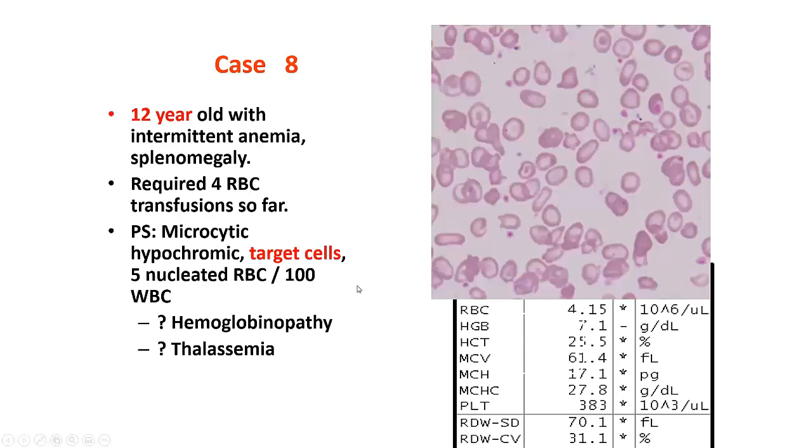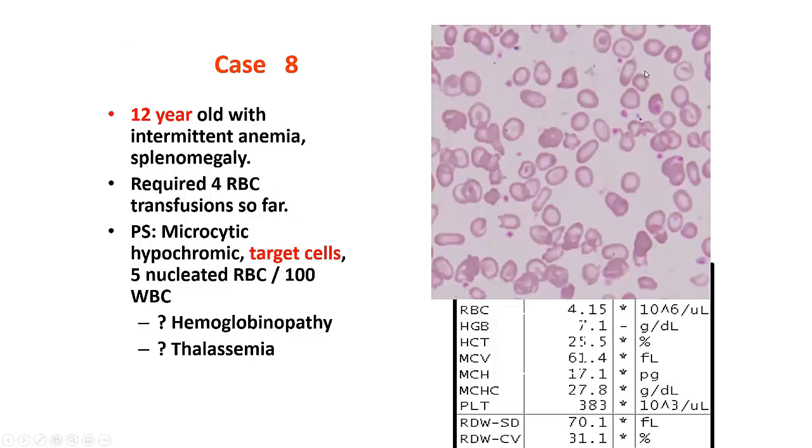Waldmann's disease is rare, but of course in the Middle East, we do come across it once in a while. Here also the cytoplasm is vacuolated, but the cells are slightly smaller. Then I go on to the last case. This was the history given: 12 years old child with intermittent anemia. Spleen was palpable. And this child required 4 red cell transfusions so far.